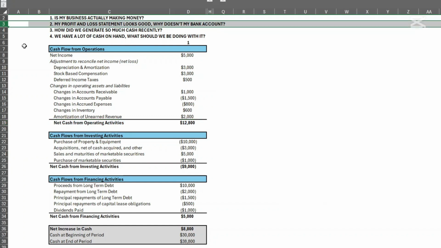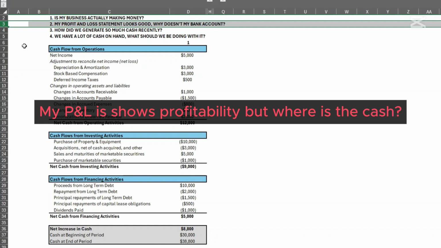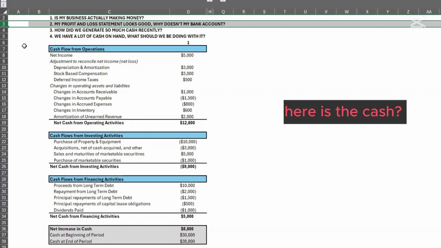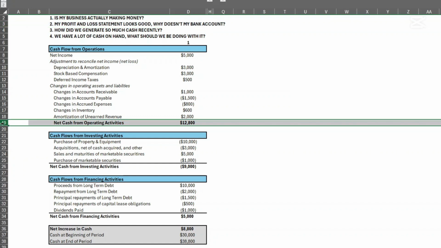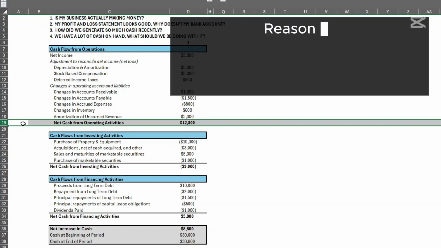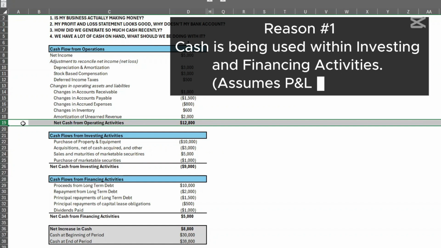Let's talk about our second question here. It is a common circumstance for owners to come to me with this problem where they're observing a profitable profit and loss statement, but then the cash in their bank account is not necessarily going up. There are two common reasons for this. The first reason is, let's assume for a moment that the profit and loss statement that you're looking at has been prepared correctly. If that's the case, in all likelihood, you'll probably show a healthy cash flow from operation.